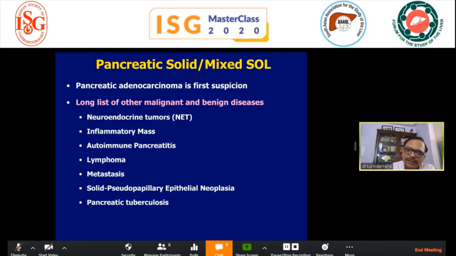And whenever you see such a patient, pancreatic adenocarcinoma is always the first differential suspicion or diagnosis. But then it's not the only diagnosis. There is a long list of other malignant and benign diseases, which you probably don't have to remember. But in common clinical practice, apart from adenocarcinoma, we'll see neuroendocrine tumors, inflammatory mass, autoimmune pancreatitis, lymphoma, metastasis to pancreas, solid pseudopapillary epithelial neoplasia, and pancreatic tuberculosis. So more or less, we will be concentrating on these diseases, and we'll find in our daily practice one of these as the cause of a solid SOL in pancreas.